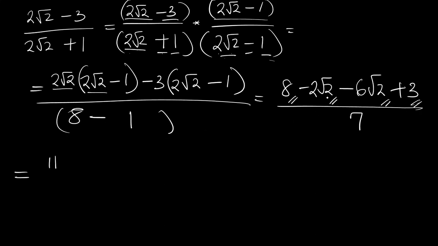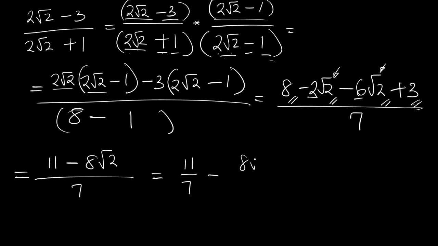This is similar to this. So now you have a similar surd. So we just add the coefficients. The coefficient of this is minus 2 minus 6 will give you minus 8 root 2 divided by what? 7. So this is the same as 11 all over 7 minus 8 root 2 all over what? 7. So that is the final answer to that particular problem.